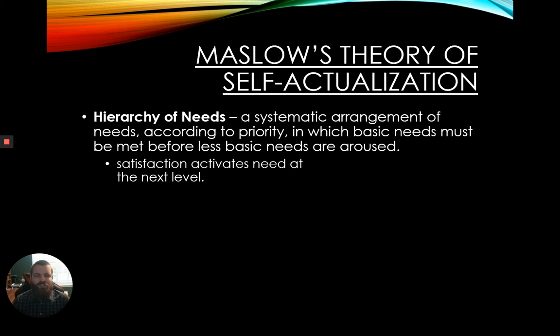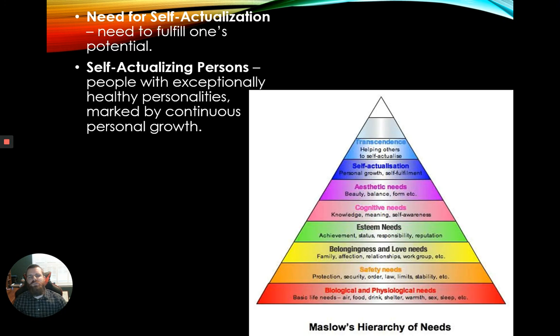But the hierarchy of needs is basically an arrangement of needs according to priority, in which certain basic primitive needs have to be met first, and then you move up the pyramid to the next level and the next level and the next level. And there's a few forms of this pyramid. This one is a little bit more expanded, but in the original one, I believe there was just 5 layers.